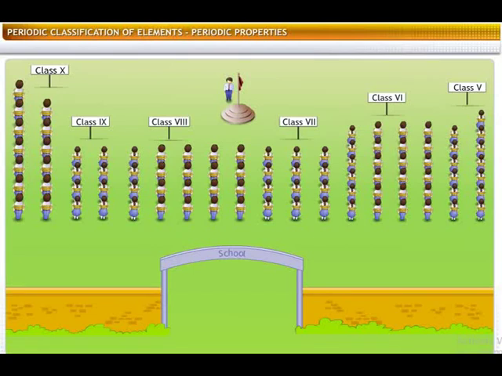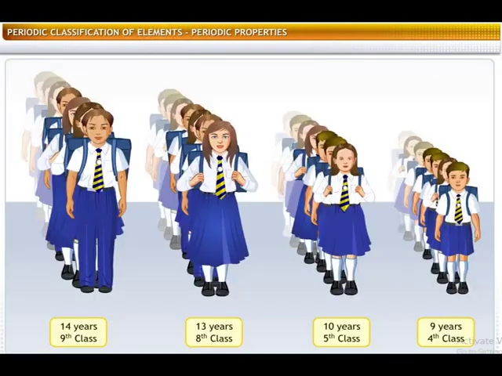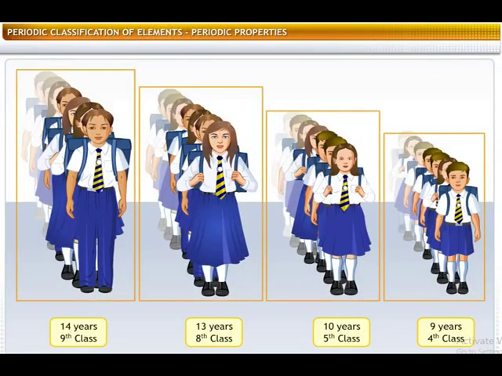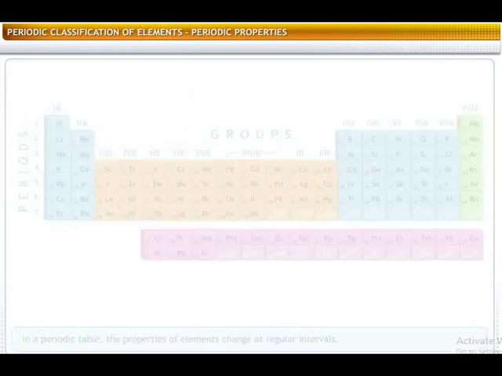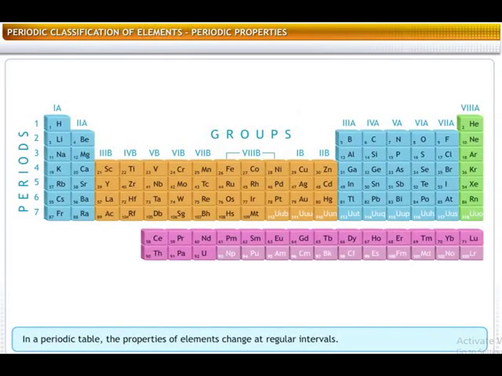Observe the students organized in queues for a school assembly. You can see that in every column that represents a class, the height of the students increases from the front to the back. You also see a decrease in height from left to right in each row, which consists of students from different classes. A similar gradation is seen in the properties of elements in the periodic table. You can observe regular changes in the properties across periods as well as down groups.